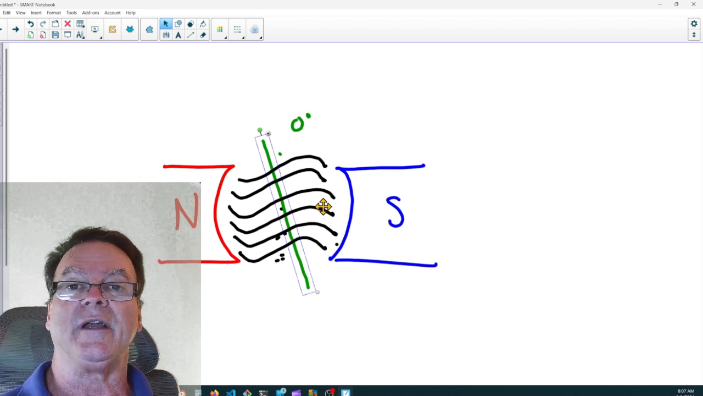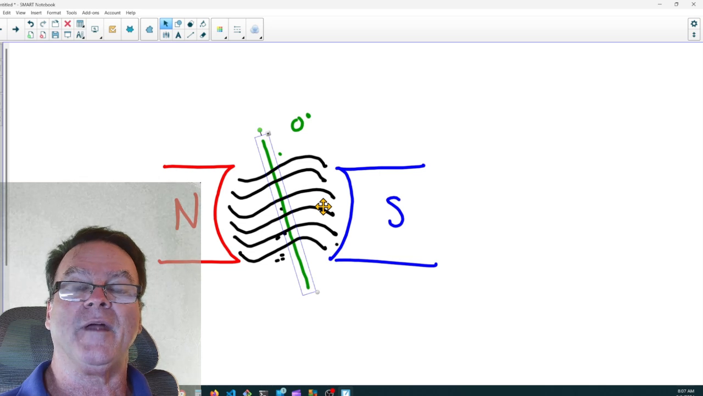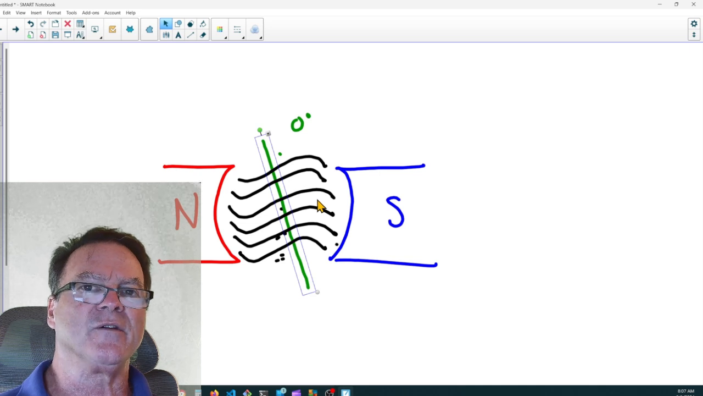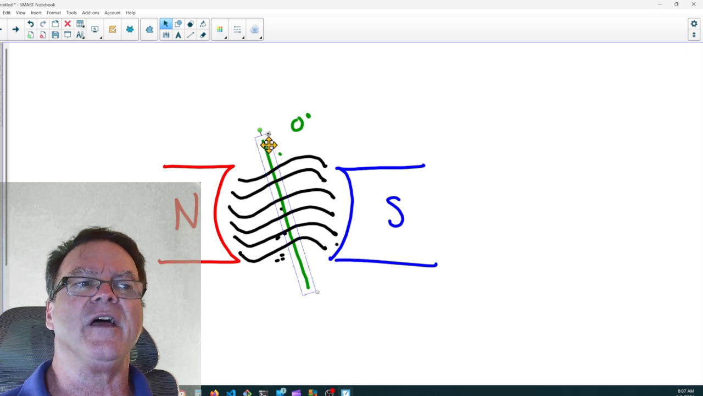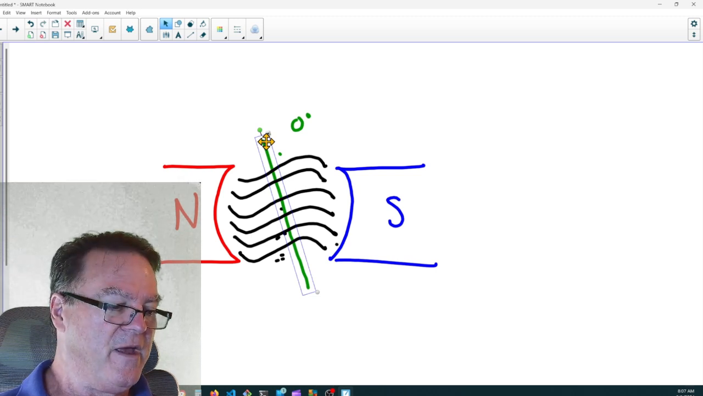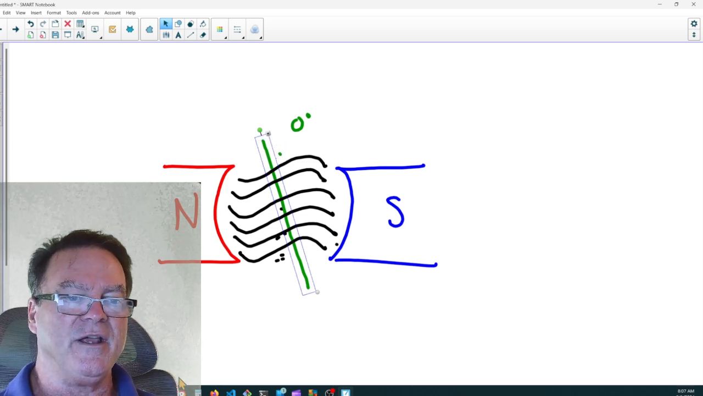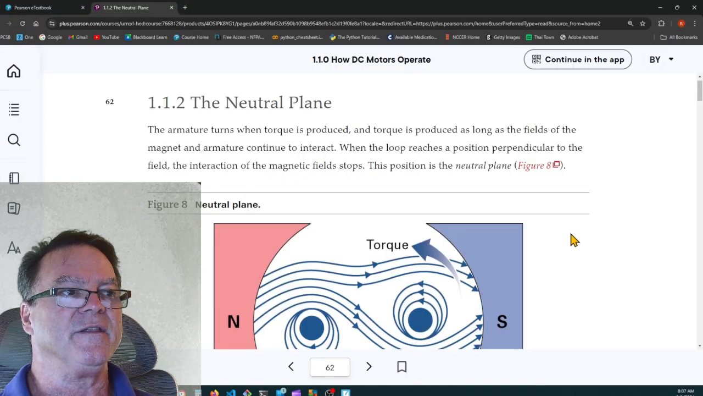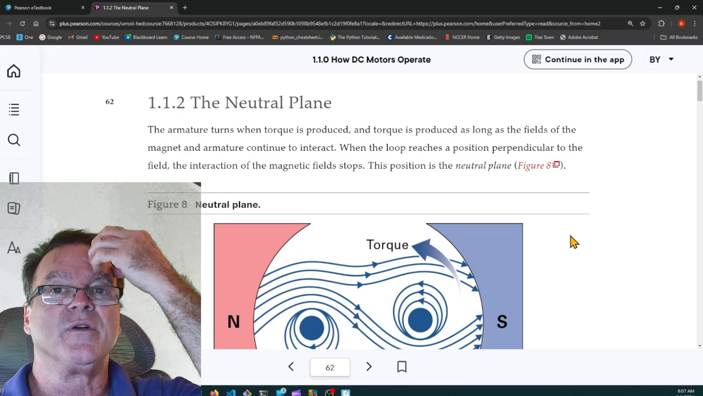You don't want arcing at your commutator, and if you're connecting and disconnecting power while that power is active, then you're going to get sparking. If you can wait till the power drops to 0, and that's at the neutral plane, then you can disconnect that power and have minimal arcing and sparking. So that's what they're going to do. They're going to change the position of the commutator in order to try to mitigate the effects of that arcing and sparking.